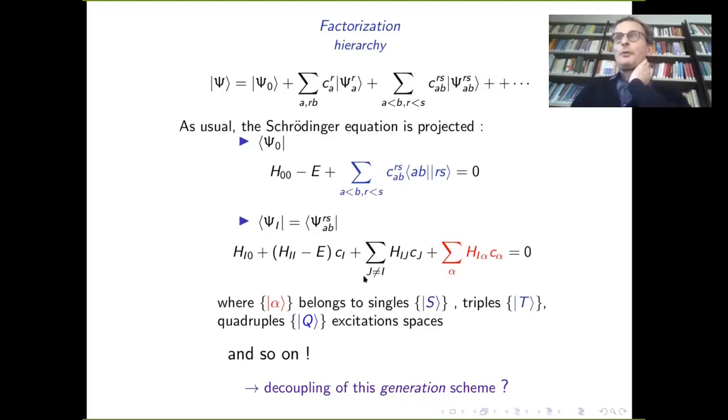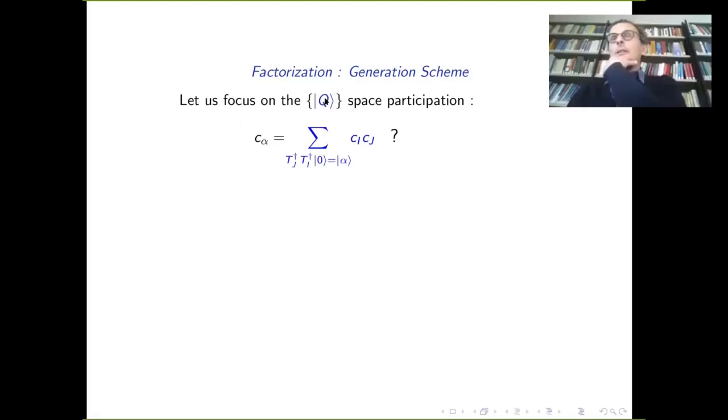In particular, can we think, and that's the idea of a factorization in this kind of expansion, of a decoupling of this generation scheme? When I say generation, it means that you get first order, so the single excitation, double excitation, triple excitation, quadruple excitation. Can we think of a way to generate all these excitations in a slightly different way? And let me, for that, concentrate on the quadruple excitation. Can it be seen as a product of double excitation amplitudes?